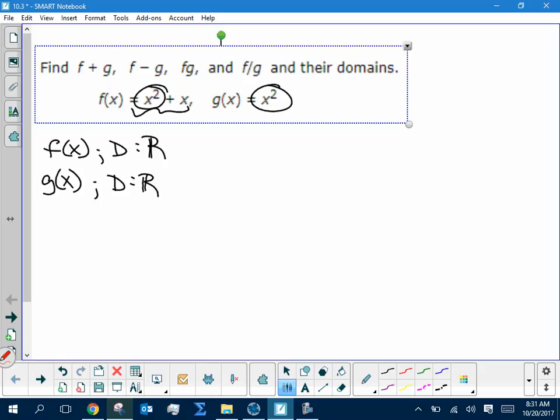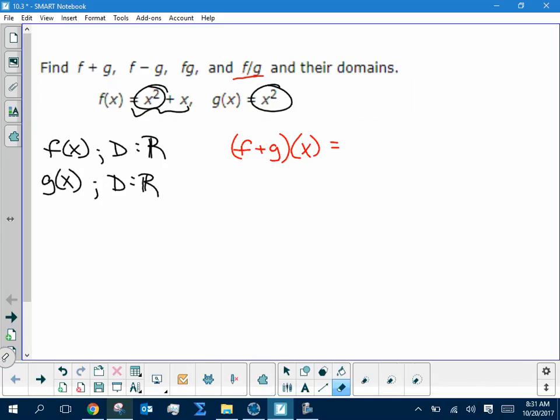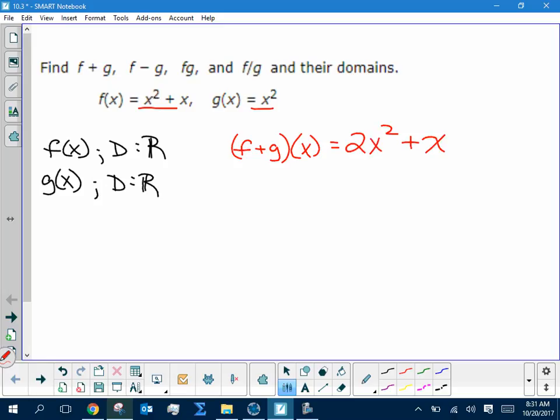So the domains for this one should be relatively simple until we get to that, and we've got to think a little bit about that. But f plus g of x is going to be that function plus that function. In this case, the order doesn't matter. If I add those together, don't I get like terms? Don't we get 2x squared plus x? And then the domain is again all real numbers. Now they're asking you to put it in interval notation, so negative infinity, positive infinity for that domain.